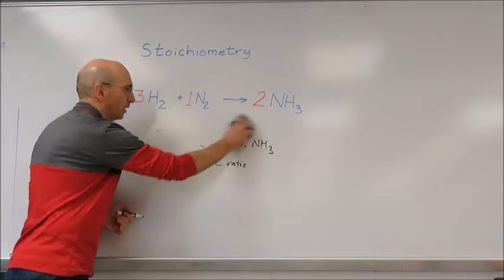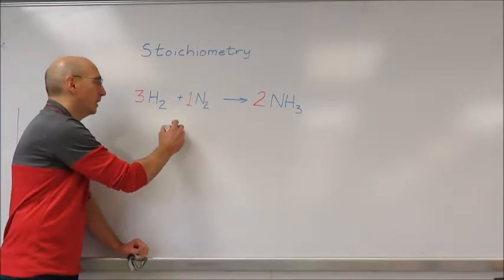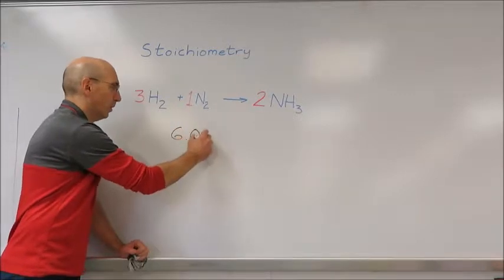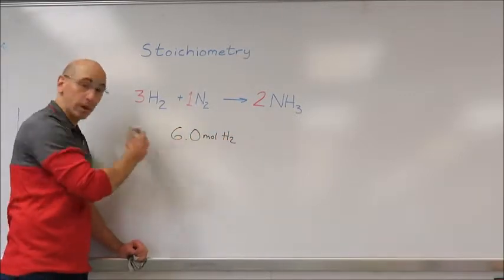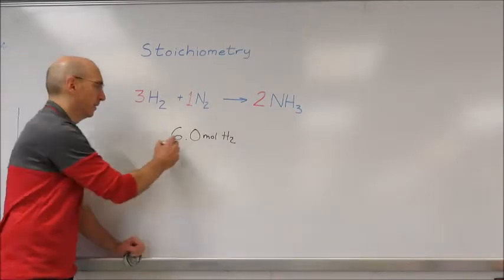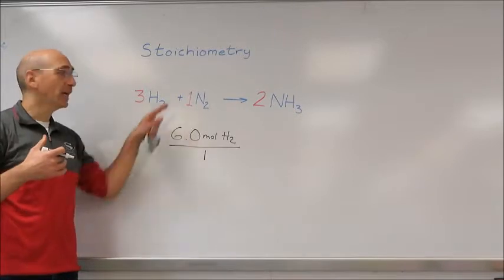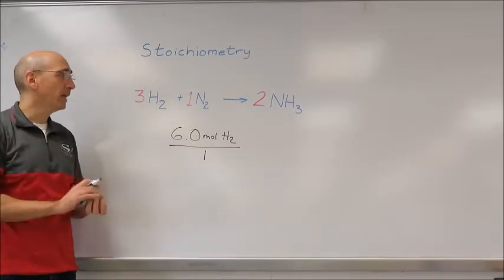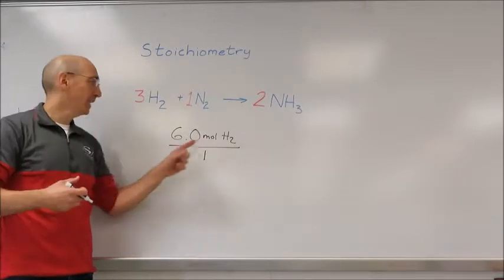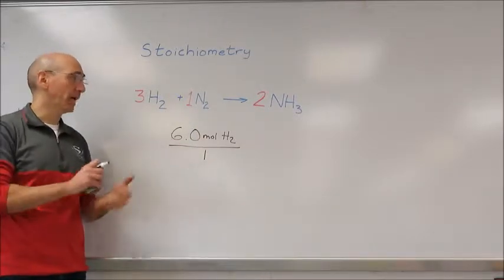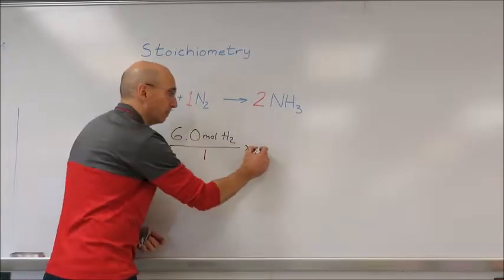So let's take a look and see if I had, for example, 6.0 moles of hydrogen. That's what I'm starting with. That's one of my reactants. I'm going to put that over 1. Now I'm assuming that I have as much nitrogen as I need for this reaction to happen. And the question is, how much of this ammonia can I get if I put in this much of the reactant? So what I'm going to do, same conversions we've done before.